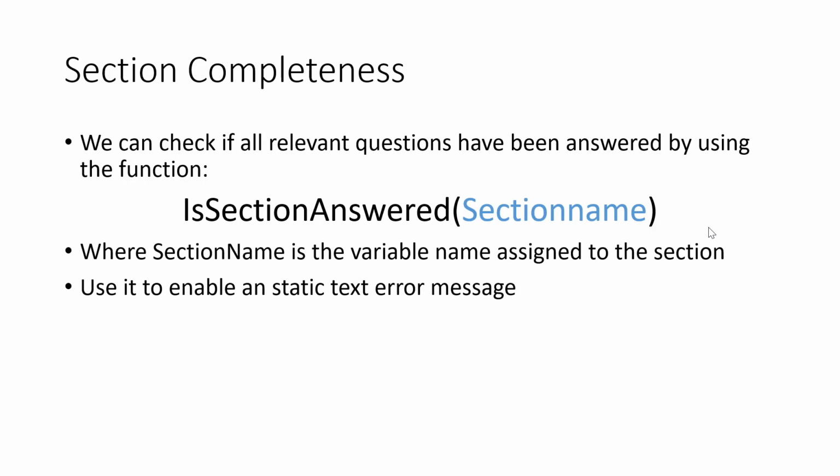So we can use it, as we will today, to enable a static text error message to make the interviewer aware that they have some unanswered questions in a particular section. Or you can use it more strictly to restrict access to the next section until the current section is complete.